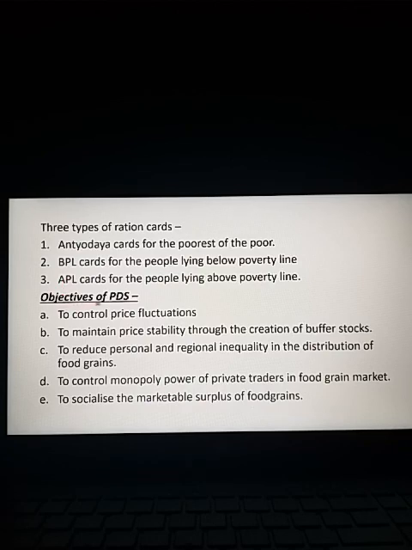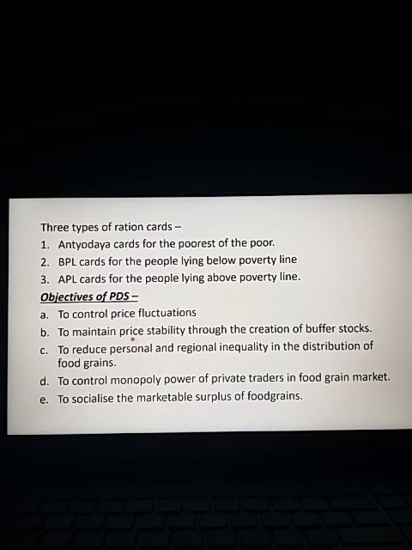Let us see the objectives of PDS. First, to control price fluctuations. The very first and foremost objective of PDS is to control price fluctuations. We can't say that prices of food grains will be the same all throughout. They keep changing. Sometimes the prices increase from a normal price of 10 or 15 rupees to 50 or 60 rupees. No doubt from the merchant's point of view it is good. From the consumer's point of view, it is pinching. It is very costly for them and they may not be in a situation to afford it. That's why the aim is to control the price fluctuations.